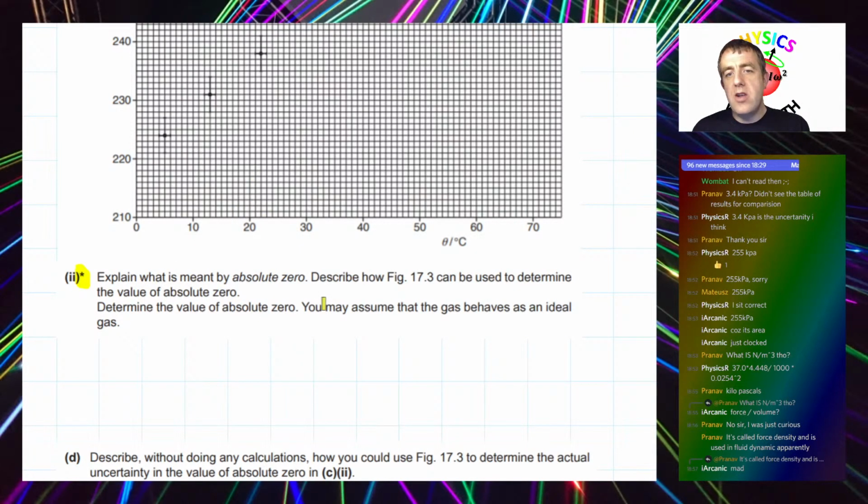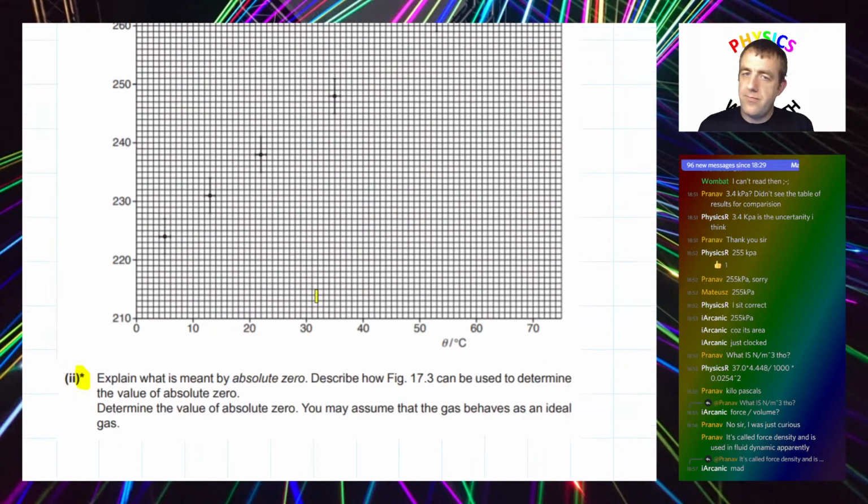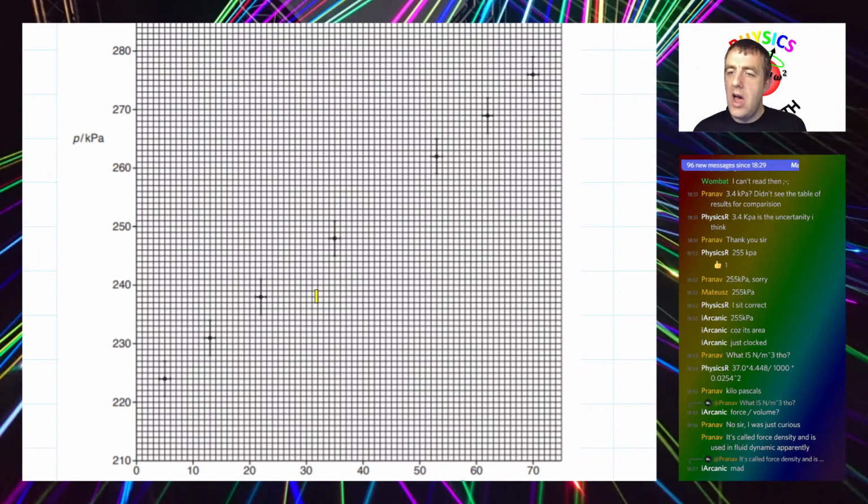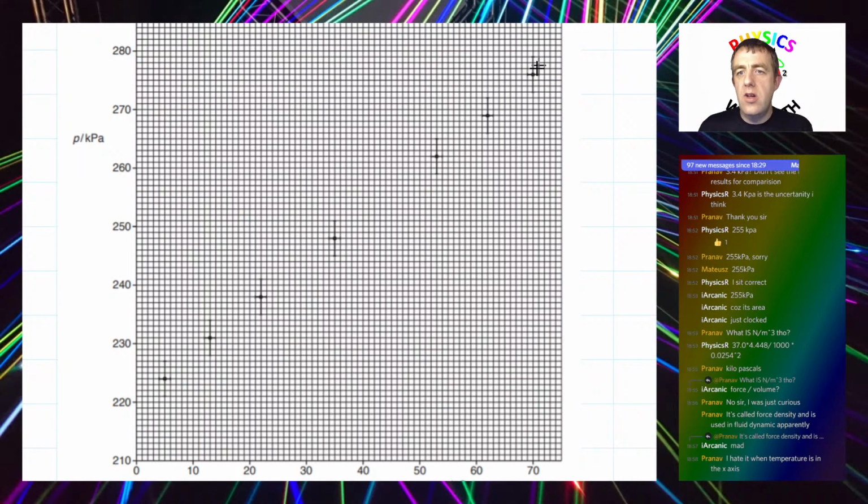Okay, so determine the value of absolute zero. You may assume the gas behaves like an ideal gas. So we've got this graph. With 3 minutes left, I'm sorry, I'm going to talk at you now and tell you how to do it. The first thing you do is to draw your line of best fit. And do the best you can to draw your line of best fit. Yeah, I don't mind, Pranav. I don't mind at all.